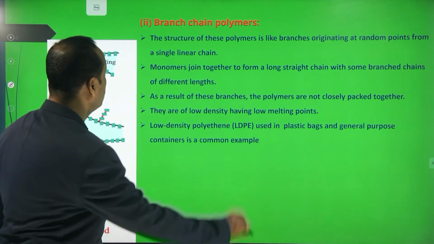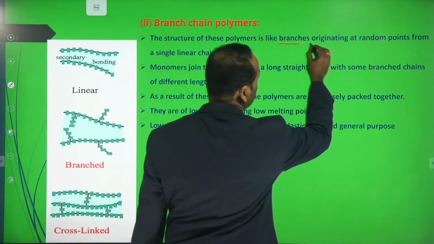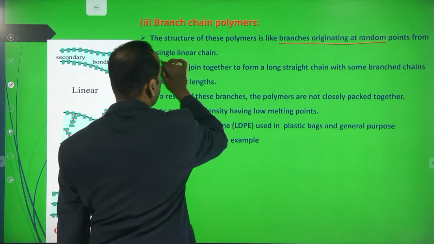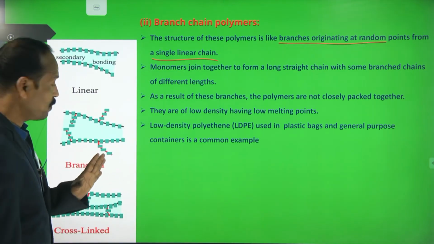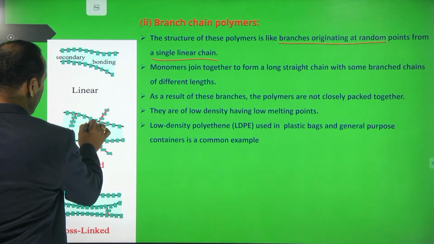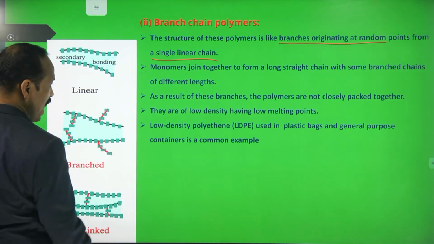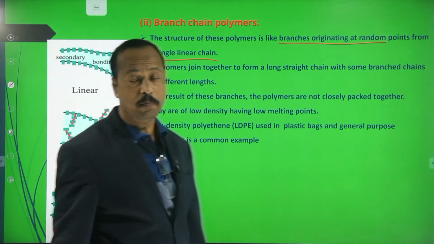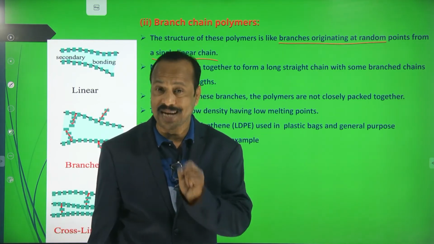So very simple. See here, the structure of these polymers has branches originating at random points of a single chain. Random points means what? Not at one particular order. So here you see after 1, 2, 3, 4 we get one chain like this, and in different places we have branches. There is no particular order. Random means there is no particular order.